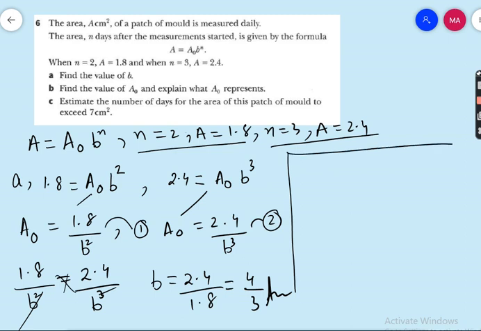Come to part B. Find the value of A naught. Very easy. A is equal to A naught b power n. This is our equation. First we have to take the value of A. Kindly wait for this part.